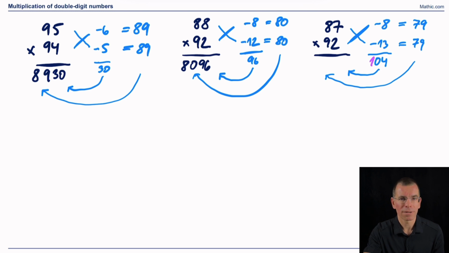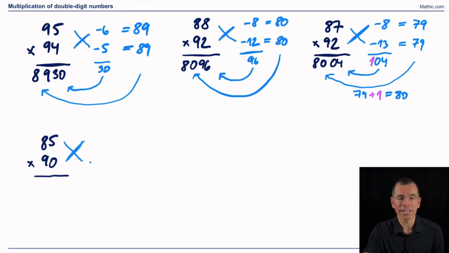So now what? Well, we will move the first digit of 104, in this case number 1, into the first two digits of the final result, which will be increased by 1. So the final result will be 79 plus 1, that is 80, and 04. So 8004.